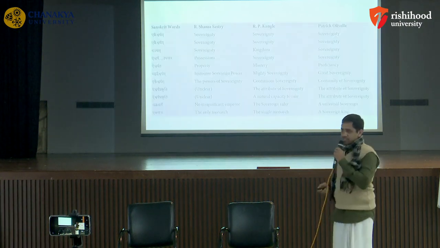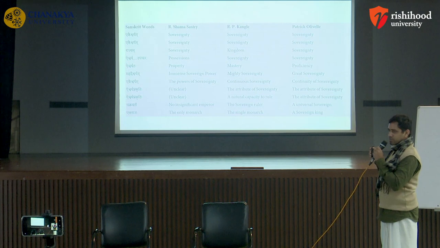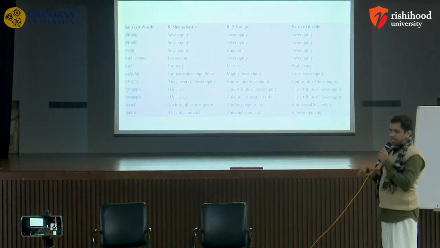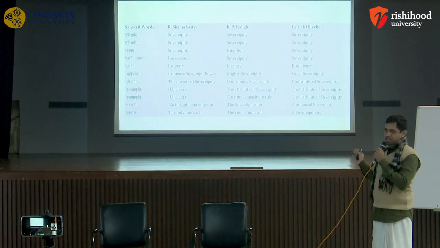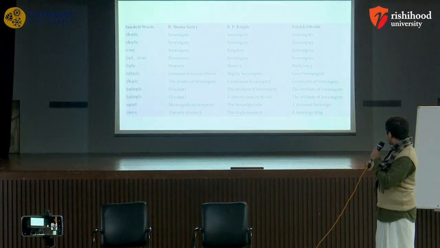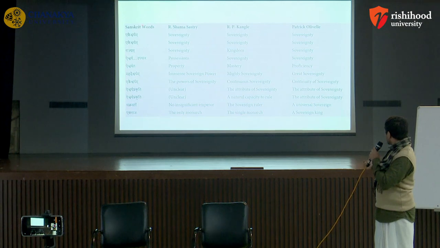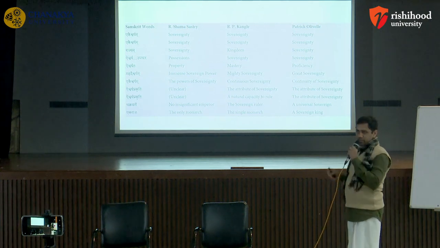If we see the translations, there are three important ones. The first, Dr. R. Shamashastri, translated it into English. Then R.P. Kangle did a critical edition and also translated it into English. Then recently, Patrick Olivelle also translated it into English. If we see these translations, the one word you will find in most of these Sanskrit sentences is Aishwarya. Though in this row there is no Aishwarya, in all other rows you will find Aishwarya. In the last two rows there are different words, Chakravarti and Ekaraja, but in most places you will find the word Aishwarya.